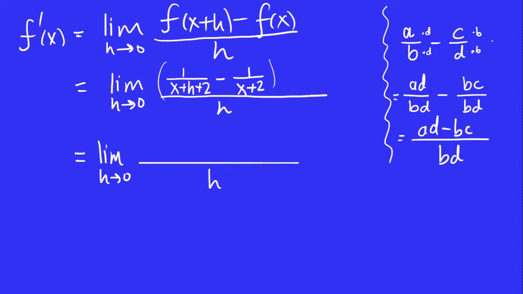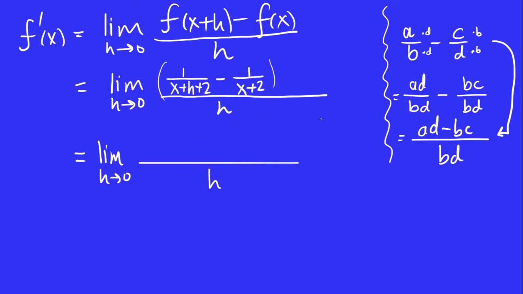Some people just remember a formula and go directly from here to here. It's like a times d minus b times c all over b times d, right? You can do that if you want, but it's really important you also understand this method of getting a common denominator, okay?